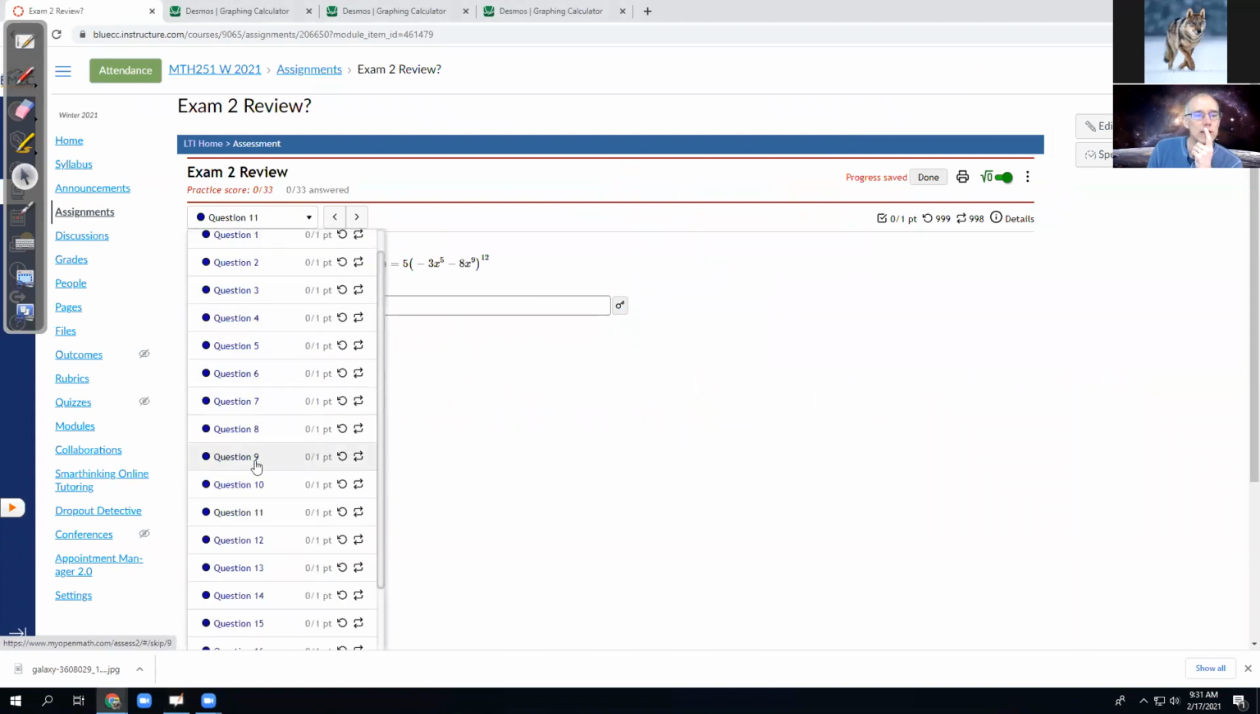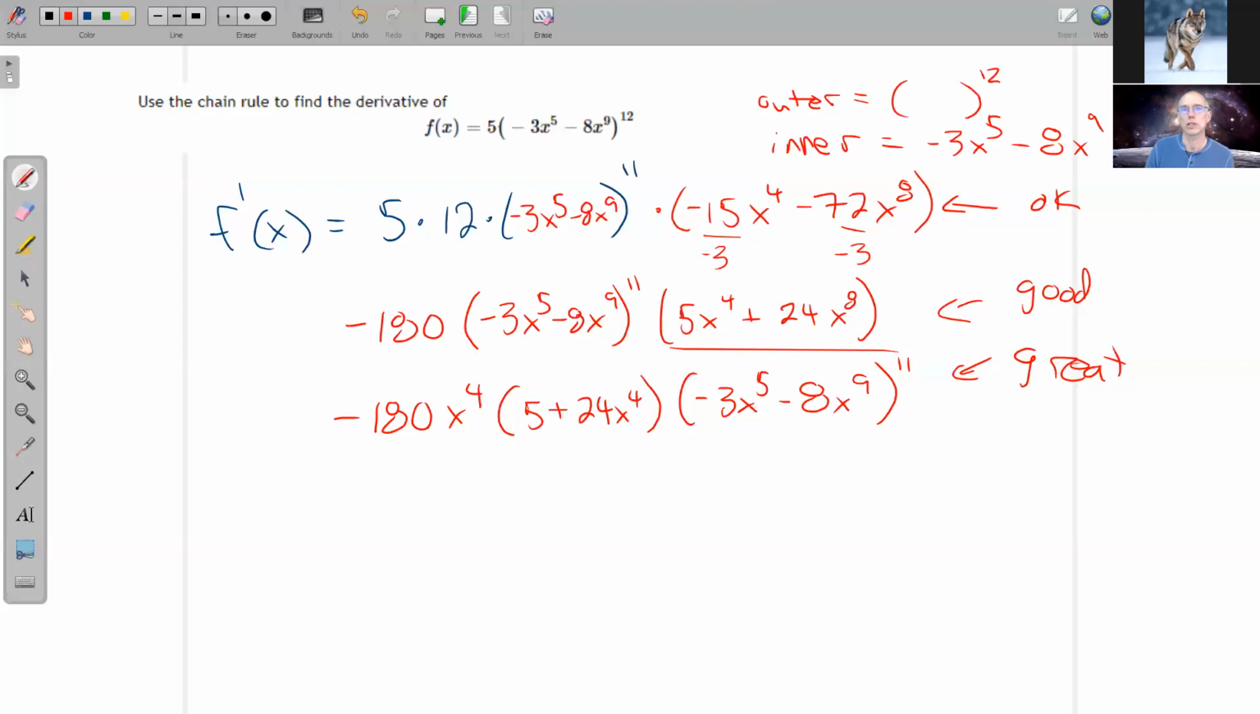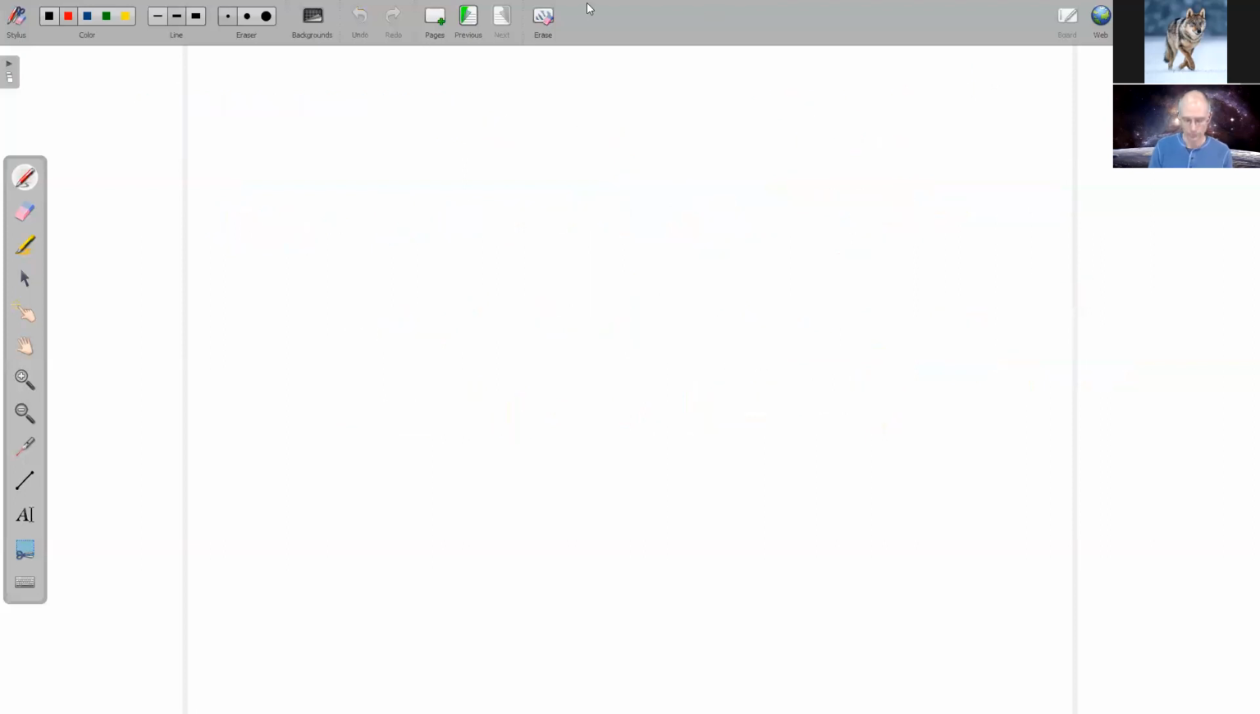All right, number 11, that was 11. Number 8, what we got? Oh, good, trig function. I was hoping you guys would have at least one trig function in here. 3 times the tangent of x over x. So this is a quotient, and there's really not much we can do about that. So we want to know what is the derivative with respect to x of 3 times the tangent of x over x? And this is a quotient, and we're kind of stuck with the quotient.